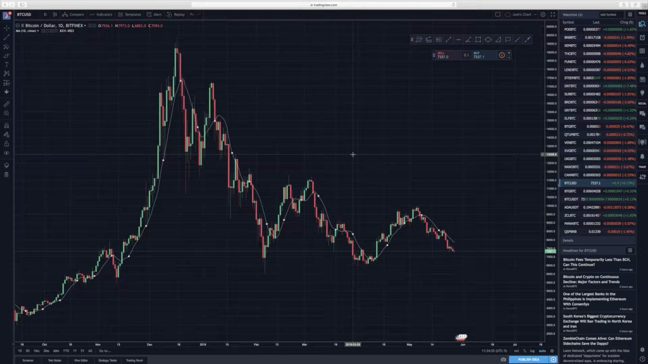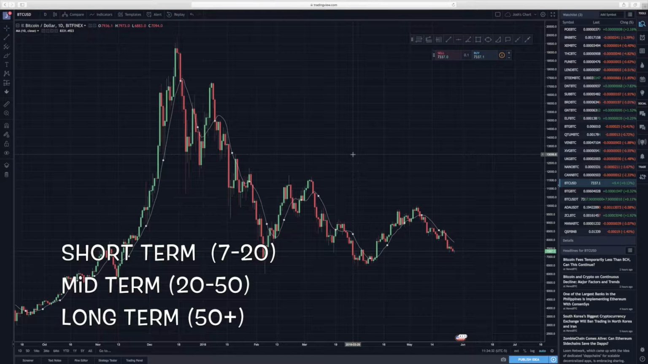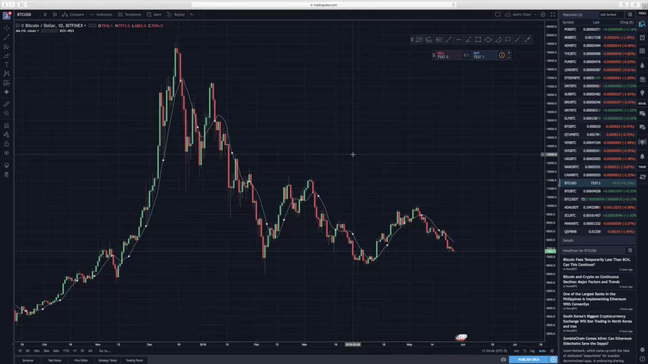For a longer term trader, you might want to use a higher number. A shorter term trader, a lower number. For example, short term, I'll use 10 to 20. Medium or mid term, you probably use like 20 to 60. Anything 60 plus, 100, 200, some people go as high as 500. That'll be for a longer term trader. That's the simple moving average.